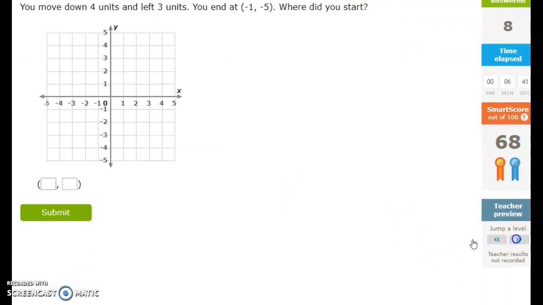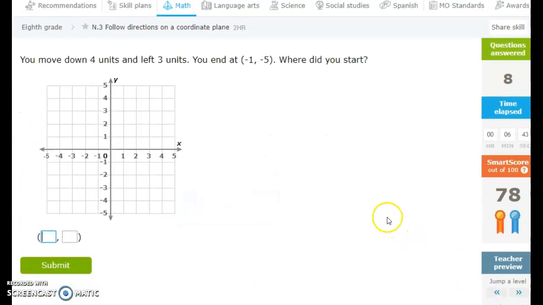Okay, we're going to try that again. Here we go. You move down 4 units and left 3 units. You end at negative 1, negative 5. Where did you start? Again, since I'm ending at this point, I'm going to have to do the opposite from this point because I need to work backwards. Working backwards means I'm going to do the opposite.